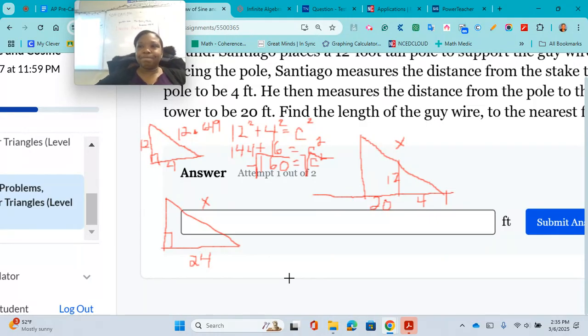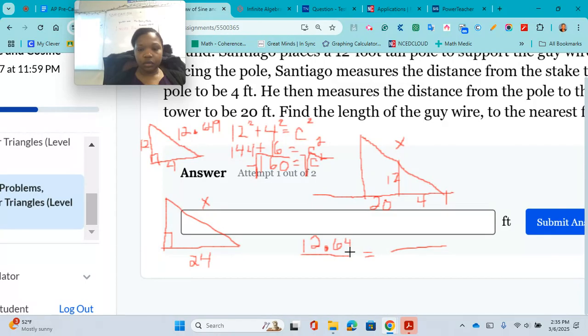Am I done? No. I could create a proportion. That is, I'm looking for the hypotenuse. Okay, makes sense.